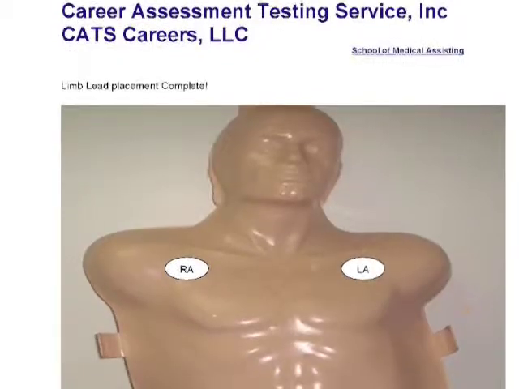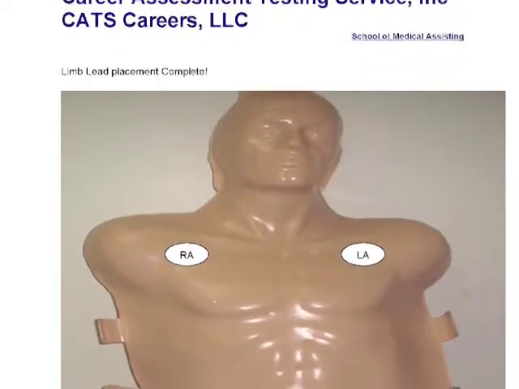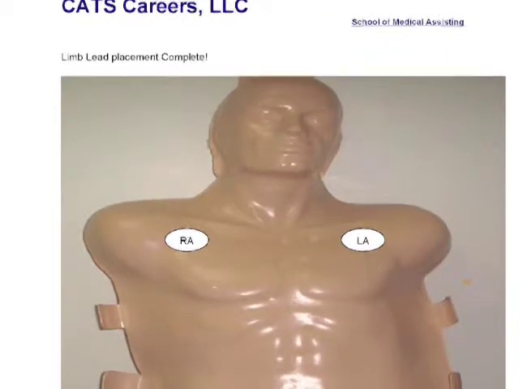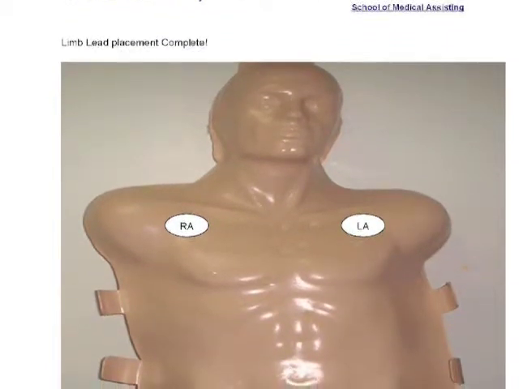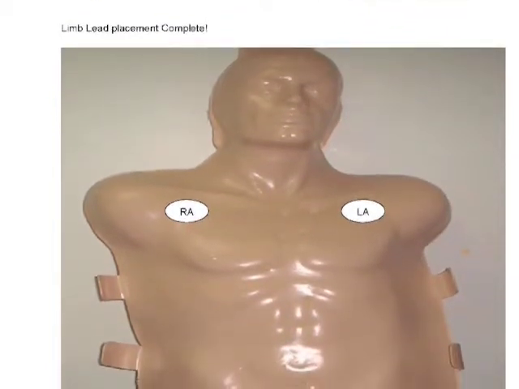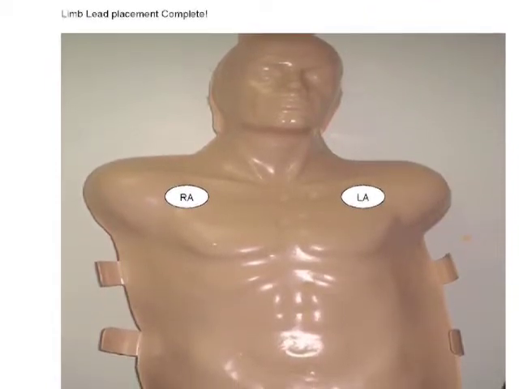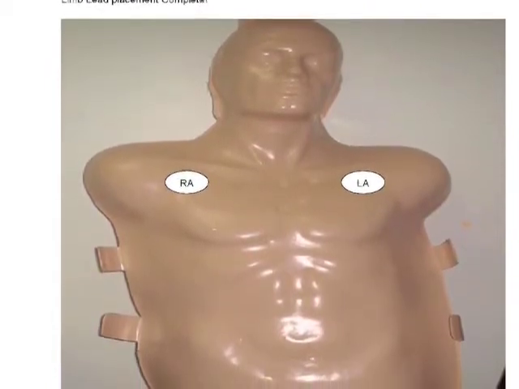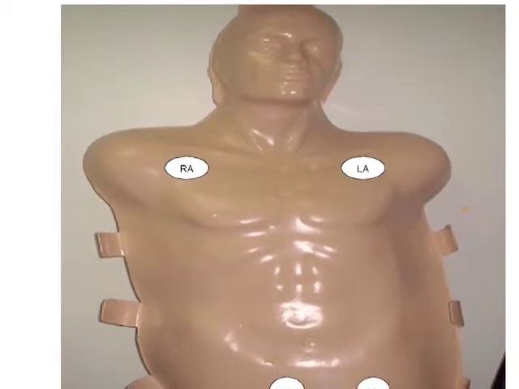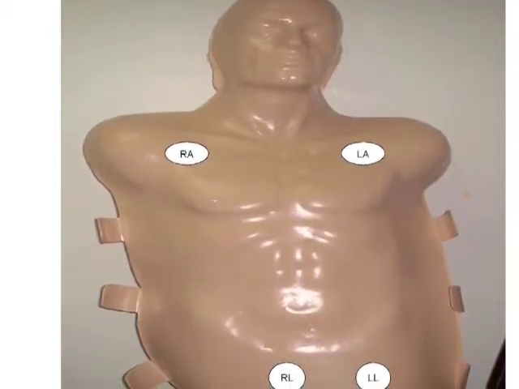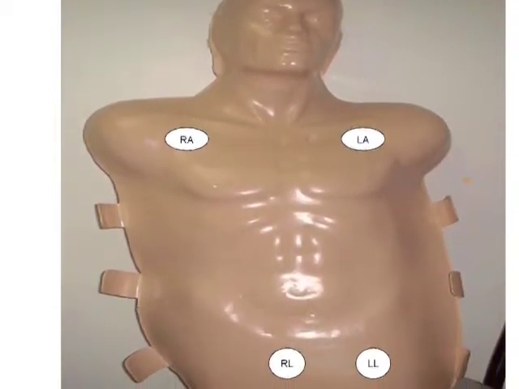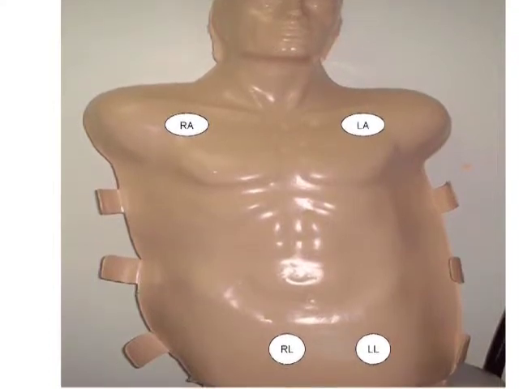Now let's look at the limb leads, and that's on page 11. You have the right arm, right leg, left leg. The right arm, it can go on the biceps muscle, which is on the outer arm, or under the clavicle on the right side of the chest. The left arm can go on the biceps muscle on the arm, or under the clavicle on the left side of the chest.